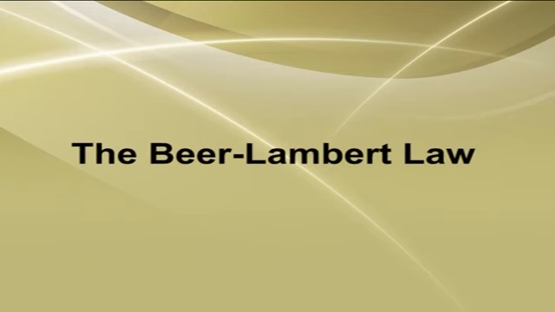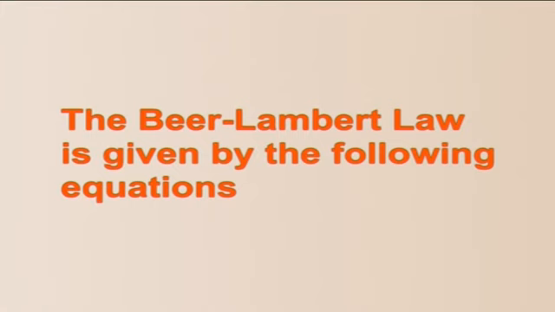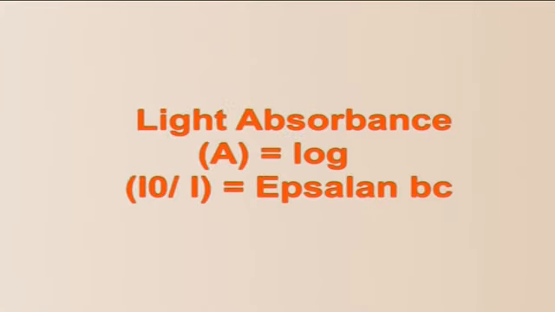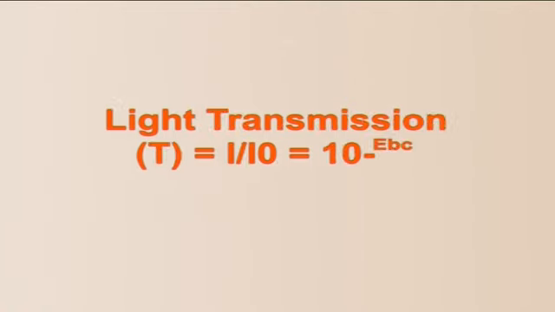The Beer-Lambert's law. The absorbance and transmission of light which passing through a sample can be calculated by measuring light intensity. The Beer-Lambert's law is given by the following equations. Light absorbance A is equal to log I naught divided by I, that is equal to epsilon BC. Light transmission T is equal to I divided by I naught, that is equal to 10 to the power of minus epsilon BC. The following terms are defined.